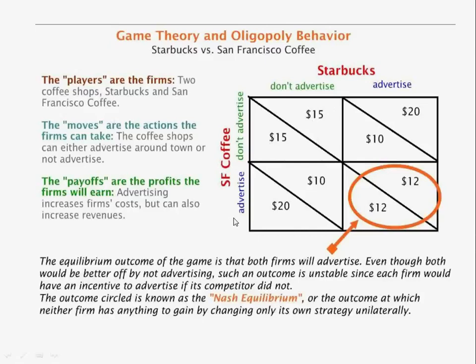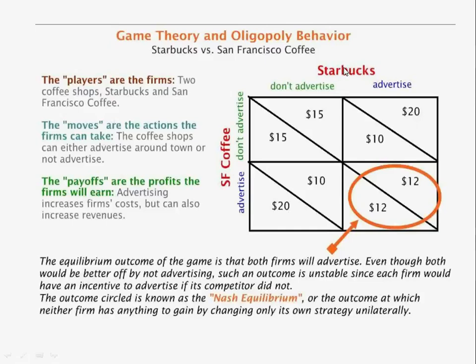So let us take another choice, which is the move, the strategy of SF Coffee, which is advertise. If SF Coffee advertises and Starbucks does not advertise, then Starbucks will get $10 profit, and SF Coffee will get $20 profit, because since SF Coffee is advertising, it is reaching a larger audience, its sales are going up, that's why its profit is also higher, it is 20. But since Starbucks is not advertising, it is losing its customers, that's why its profit is less than SF Coffee, which is just $10.